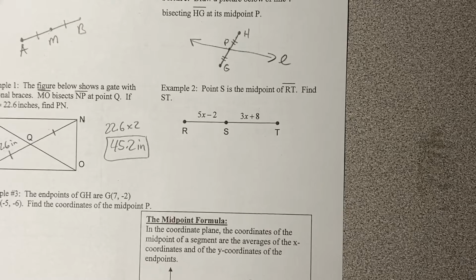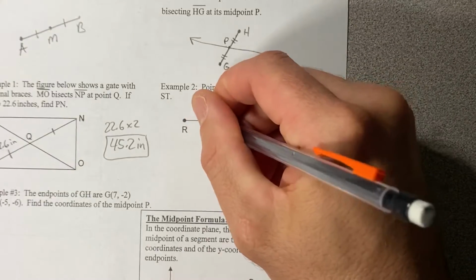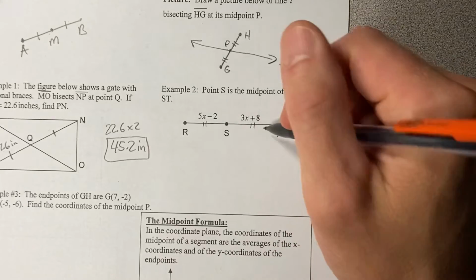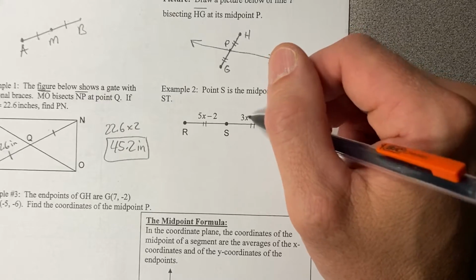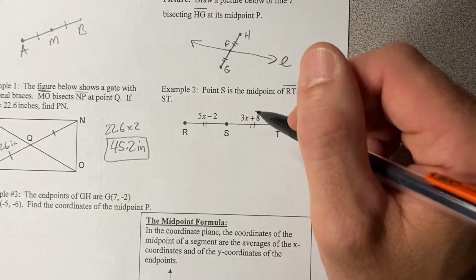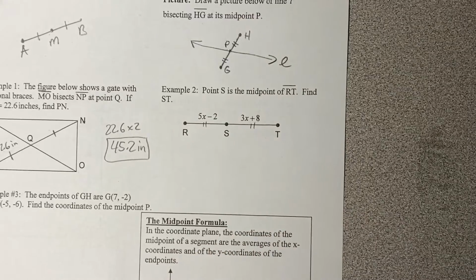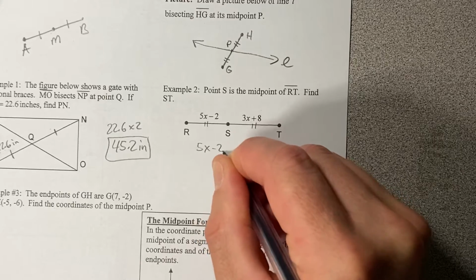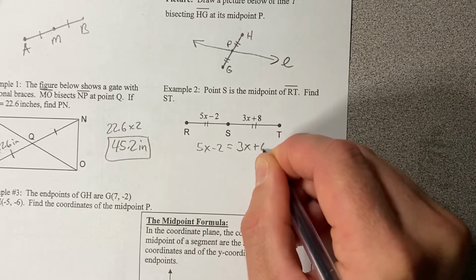Example 2 tells us that point S is the midpoint of segment RT. Well, if it's the midpoint, we know that it bisects it into two congruent parts. So we've got like so, and it asks us to find the measure of ST. To find the measure of ST, I think I'm first going to have to find out what x is. And so what relationship can I set up? Well, because they're equal, we can do 5x minus 2 is equal to 3x plus 8.